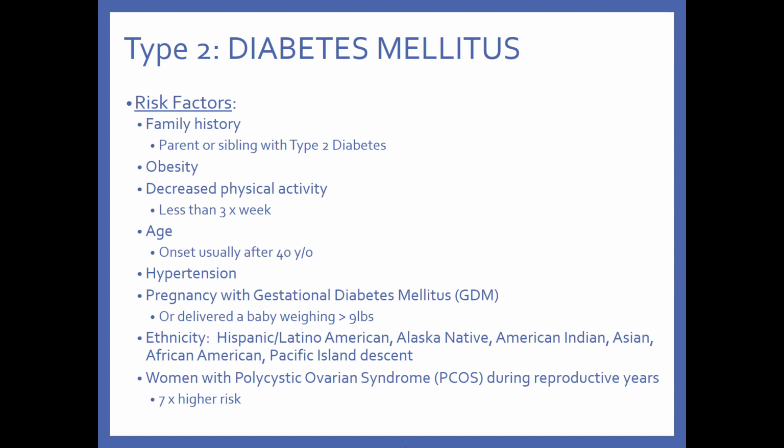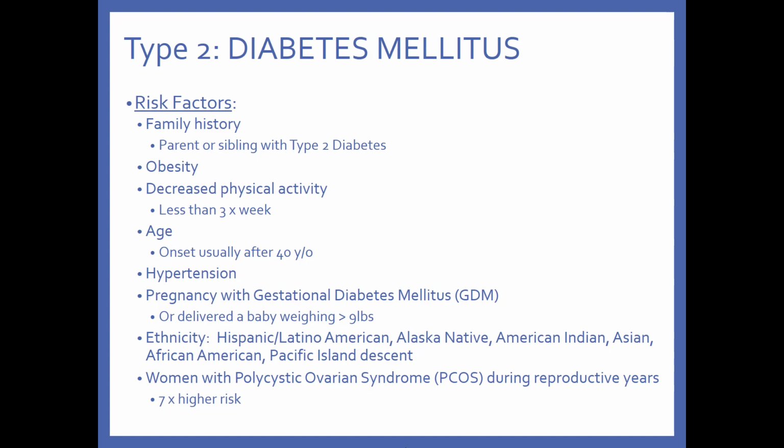So the risk factors for type 2 diabetes, looking at family history. Specifically, they say either a parent or a sibling with type 2 diabetes increases the risk much more for someone to then develop that. Obesity and decreased physical activity kind of go hand in hand, and they say specifically less than 3 times a week increases the risk. Age, onset is usually after 40 years of age, so that increases the risk. Hypertension. We commonly see that patients with type 2 diabetes have or will develop hypertension. Those two diseases definitely correlate with each other, so that's a big risk factor there.